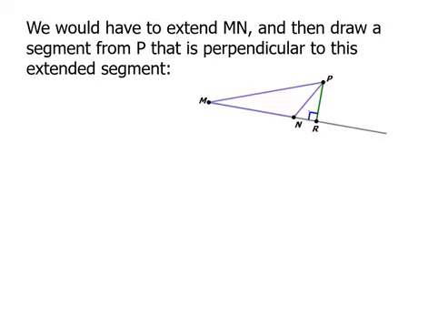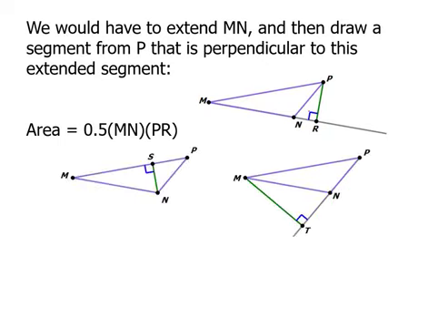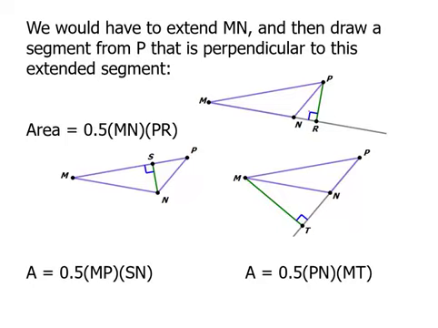So here, if MN is the base, then PR is the altitude. And we can find the area as base times altitude. And of course, we could also draw the altitude from N to MP, or we could extend segment NP and draw altitude MT. And this gives us two more ways to find the area of the same triangle. And of course, if we actually had numbers, all three ways of calculating the area would lead to the same area, because a triangle only has one area, no matter which way we calculate it.